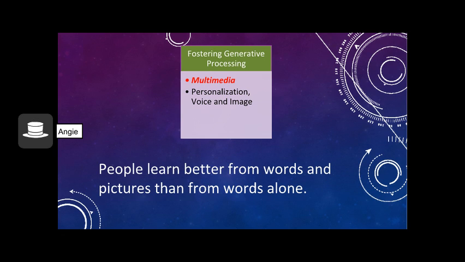Okay, so the final and third category is fostering generative processing, and you'll notice that it has two principles in it, the first one being multimedia. So this one asks the question, why should we even bother to deliver information in duplicate ways? Isn't that a little redundant? If information is already delivered using words, isn't it kind of useless to deliver the same information again in pictures?